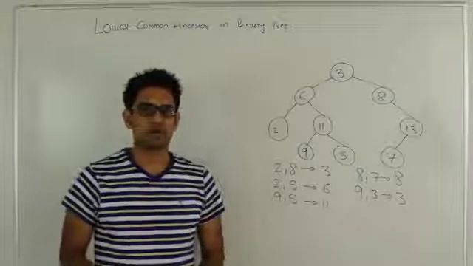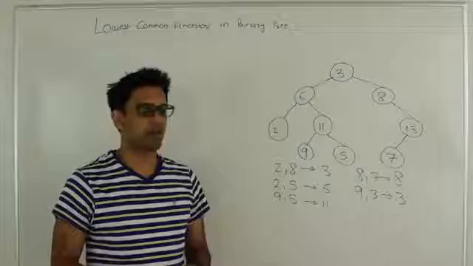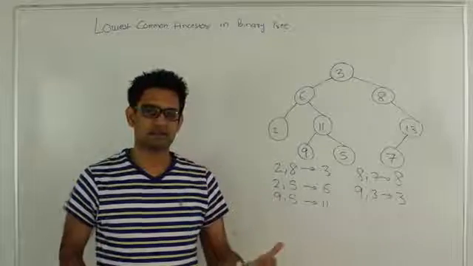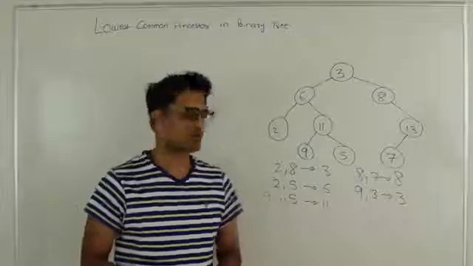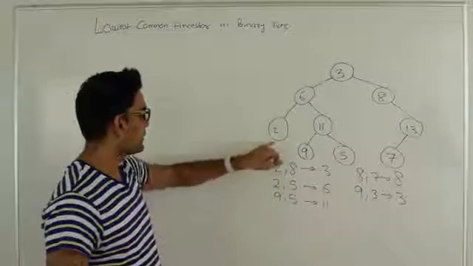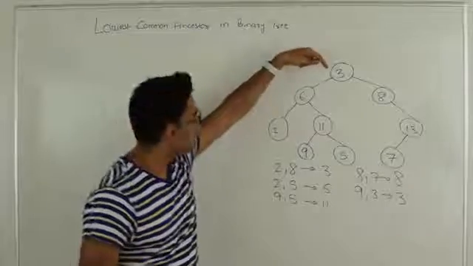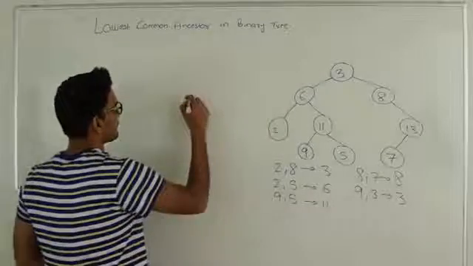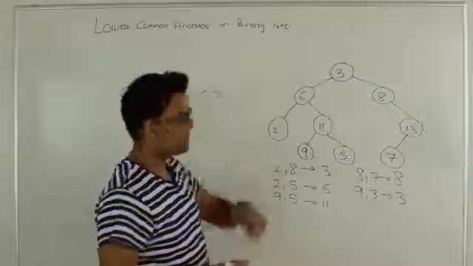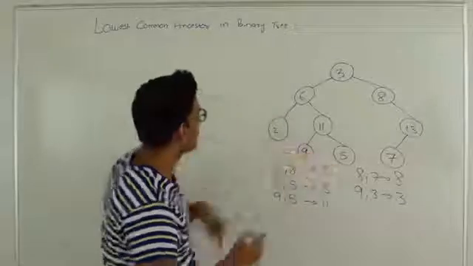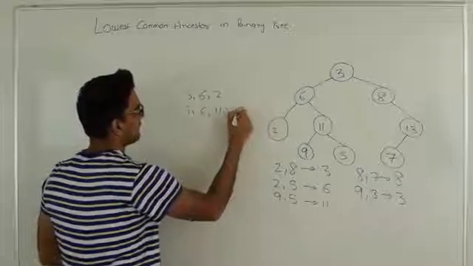So how do we solve it? There are multiple ways to solve this. One solution is to traverse the path from the root till the two nodes and see what the common nodes between them are. So for example, for 2 and 5, the path from root till 2 is 3, 6 and 2. And the path from root till 5 is 3, 6, 11 and 5.